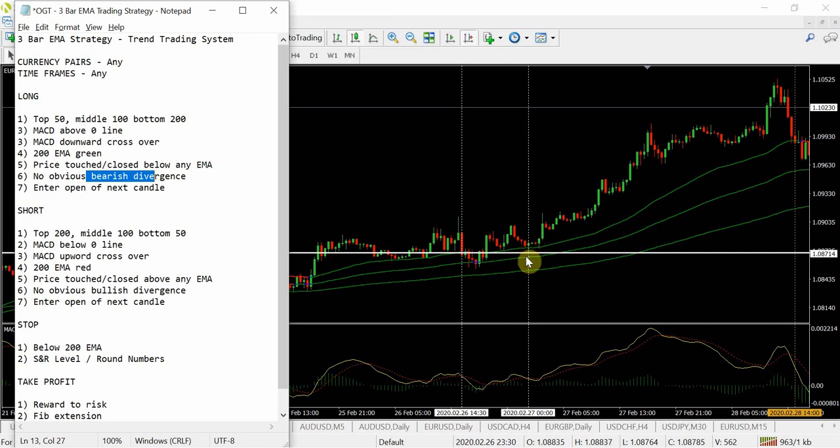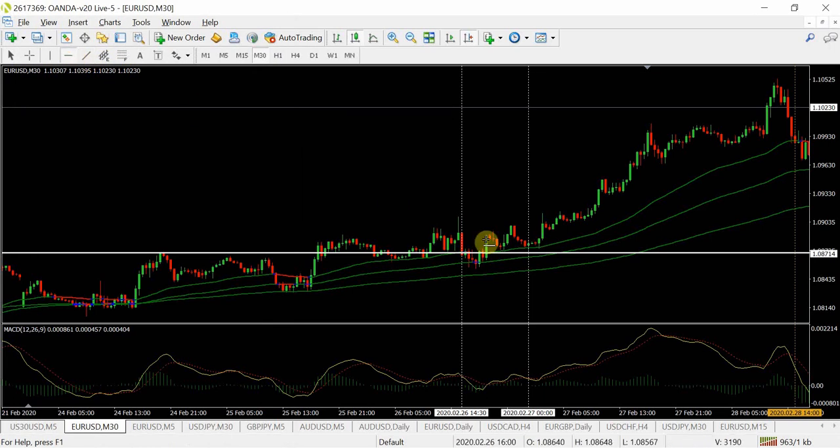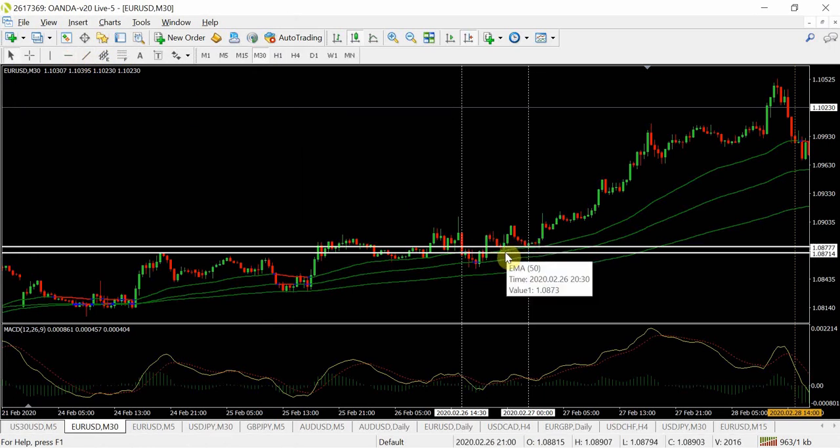the 50 EMA. It doesn't close below as this one did. I would prefer a close below, but it does touch, meaning the pullback is significant enough that we are looking at a potential area of reversal in the direction of the main trend. And then again, you would open on the next candle. If I do that one there, it gives you two signals very quickly, which are both roughly around the same area.